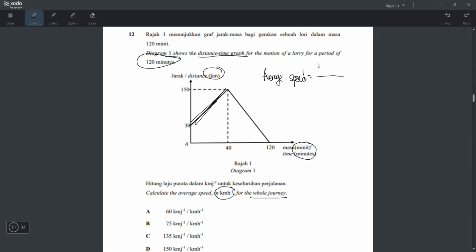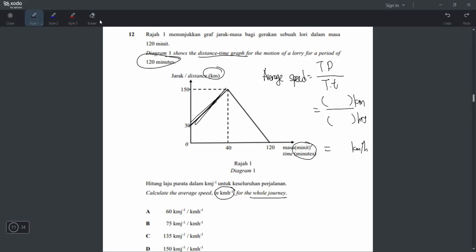Average speed, the formula is total distance over total time. This is the formula. But if you want it to be in kilometer per hour, then your total distance should be in kilometer, your total time should be in hour. Then only your answer will come out in kilometer per hour later, right? Okay, what is the total distance in kilometer?